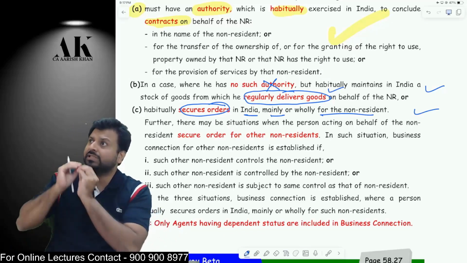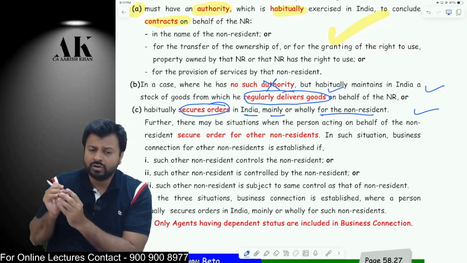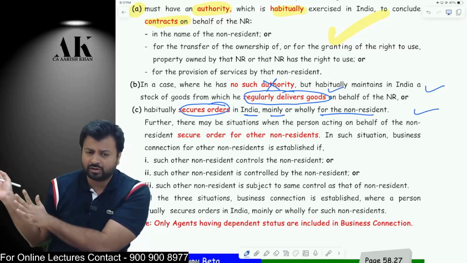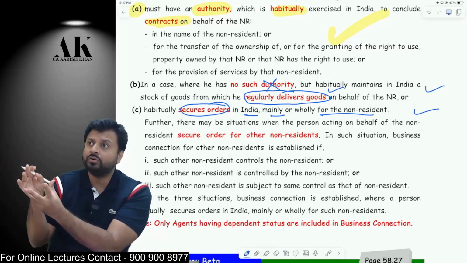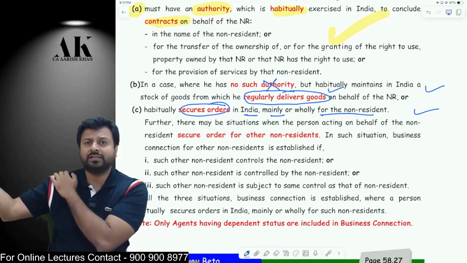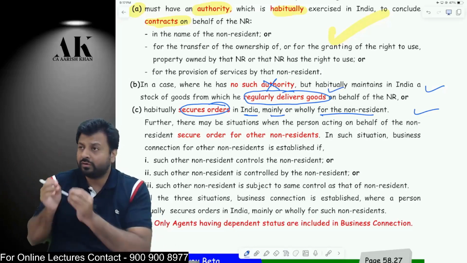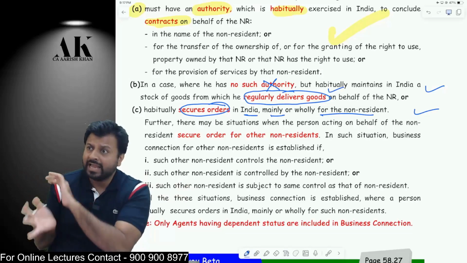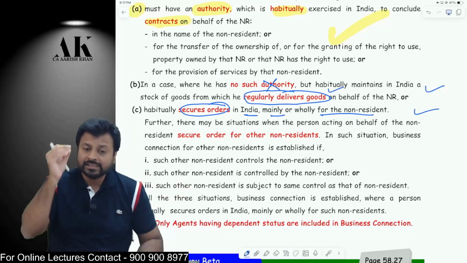Okay. Now, suppose he only secures orders for you, but he also secures some orders for your brother also, and your brother is controlled by you, or you control your brother, or both of them are controlled by some other third person, your father. So in that case also, if you try to divide your income, if you try to divide your orders between different parties and all the parties control each other, then that also amounts to what?